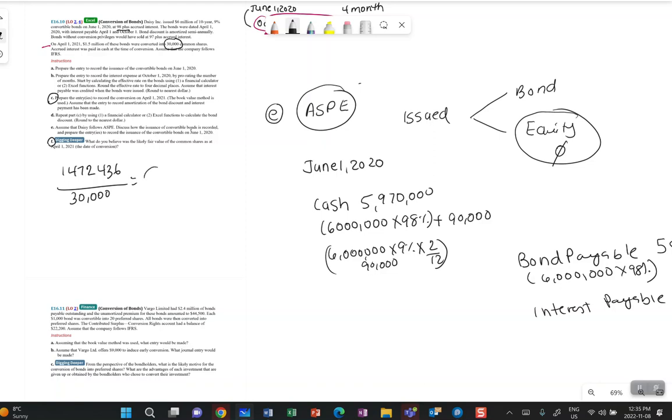Whatever this number will be, that will be the value of your common shares. I'm trying to look for my phone to see if I can calculate it. It's going to take me a minute. 1,472,436 divided by your 30,000 will give me the value of my common share at the time we're converting. It is 49.08. So that's the value per share. So the fair value of the common share as of that date is $49 per share.